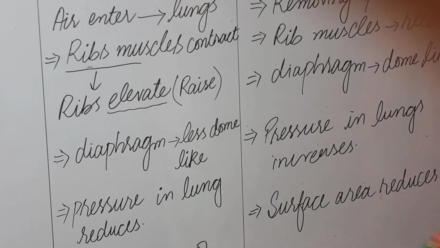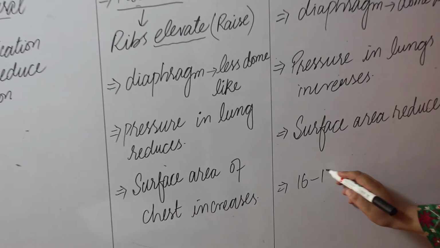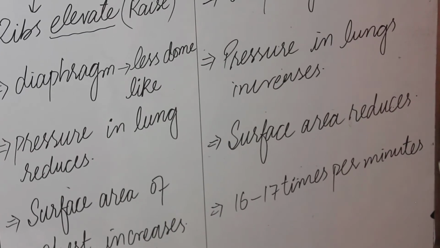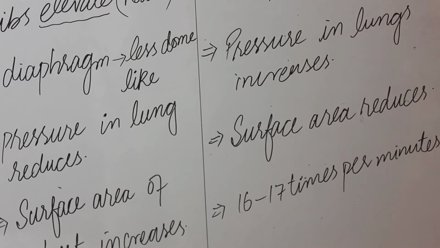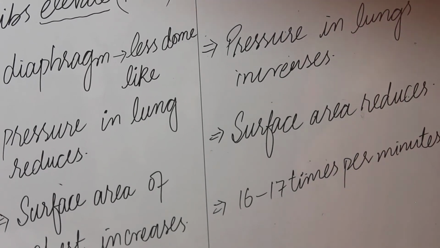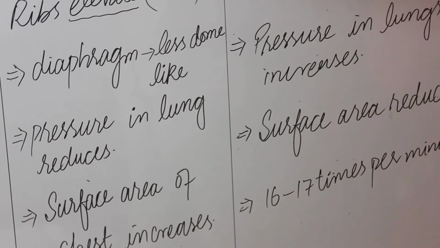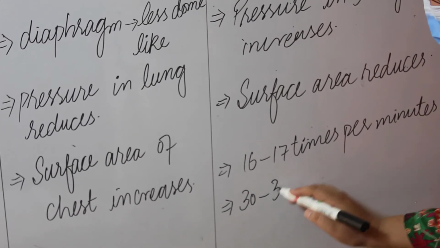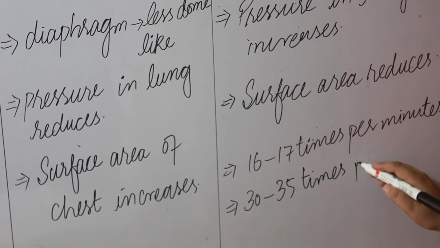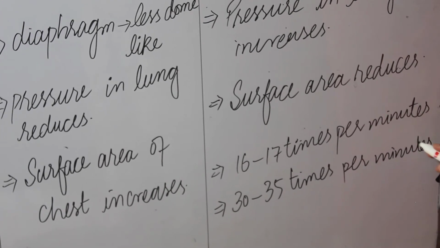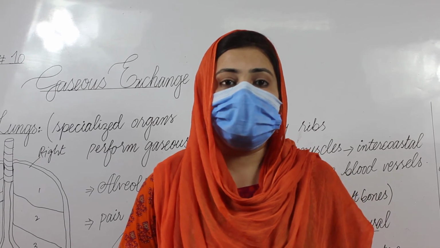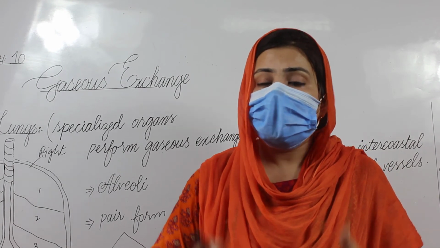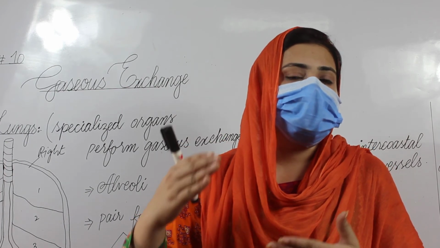Keep one thing in your mind, that our normal breathing rate is 16 to 17 times per minute. It means that a normal person breathes 16 to 17 times per minute, but when we do a hard exercise, when we run very fast, there is a variation in our breathing rate. It will increase from 16 to 17 times per minute up to 30 to 35 times per minute. As I have told you, a normal breathing rate of a person is 16 to 17 times per minute, but if we do a hard exercise, it will increase to 30 to 35 times per minute.